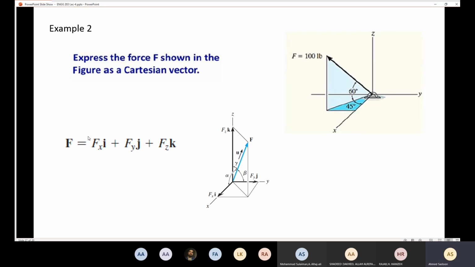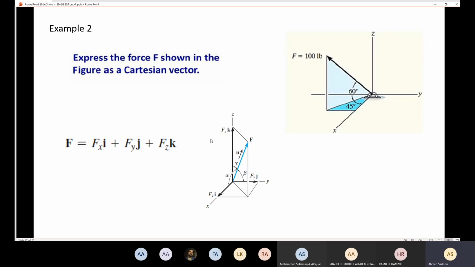And we want to know the value of Fx and the value of Fy and the value of Fz. If we manage to do that, we will be able to express the vector as a Cartesian vector. So our job is to calculate Fx, Fy, and Fz. 100 pounds here represents only the magnitude of the vector itself. So I need to calculate Fx, Fy, and Fz.